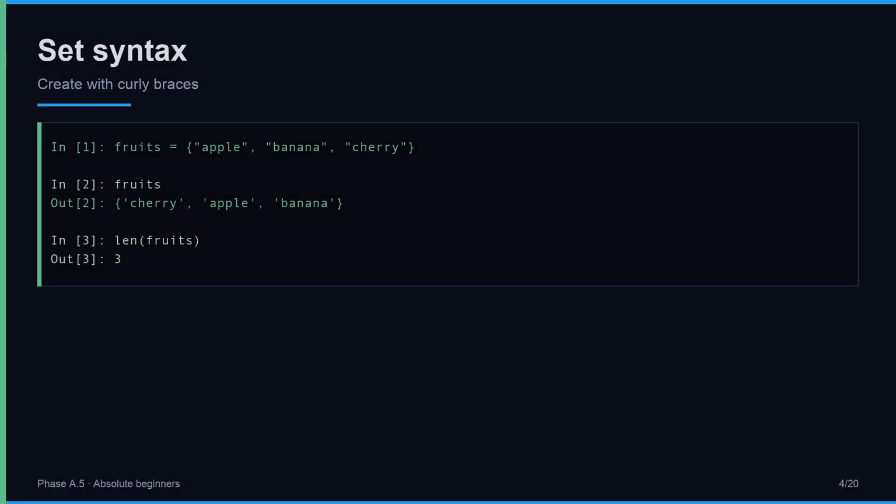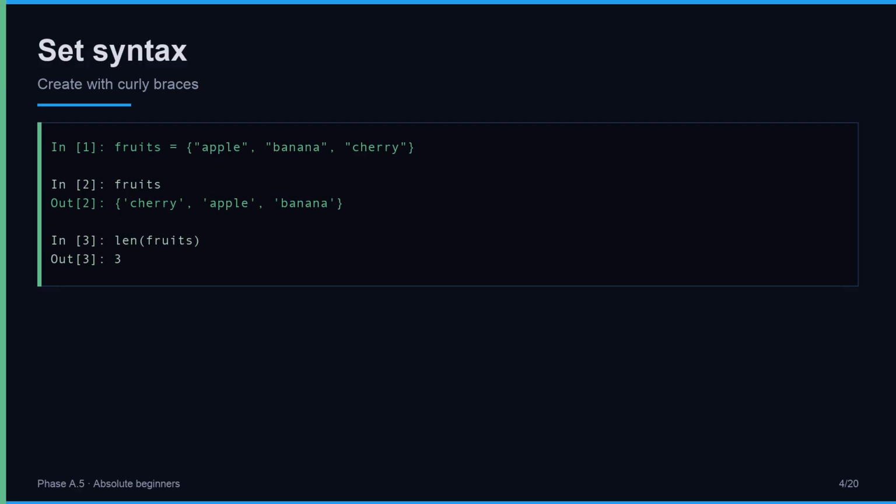Here is the basic syntax. You create a set with curly braces: fruits equals apple, banana, cherry inside braces. Notice that when Python prints the set back, the order may differ from what you typed. That is normal. Sets have no guaranteed order. Len of fruits gives 3, because there are 3 unique items inside. The braces look like a dictionary, but there are no colons inside. That is how Python tells a set apart from a dict at a glance.